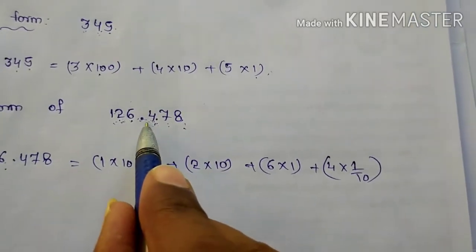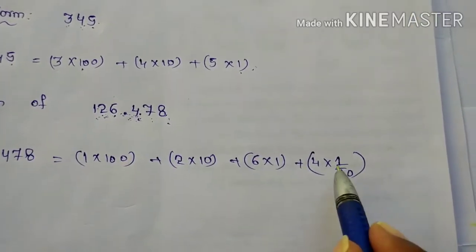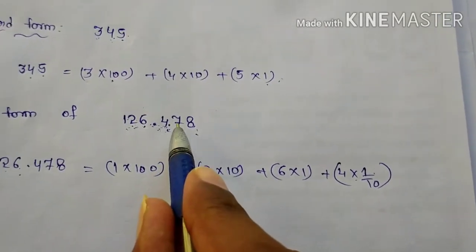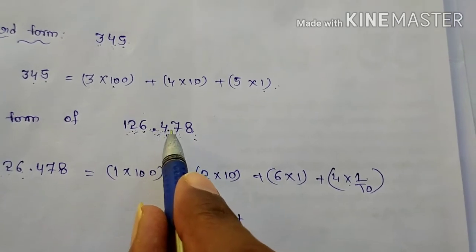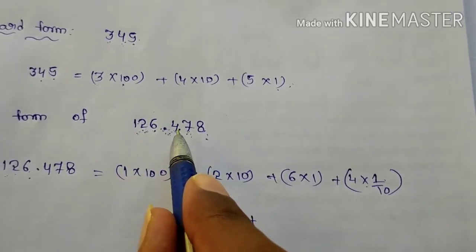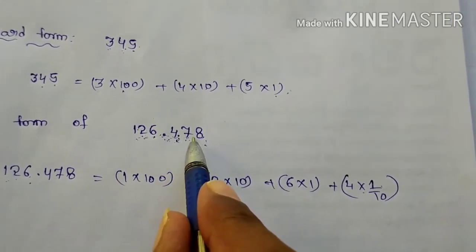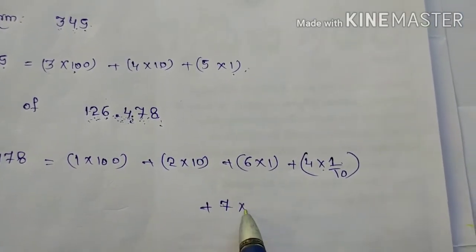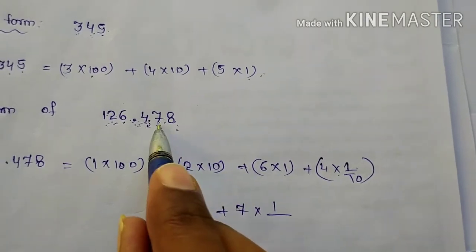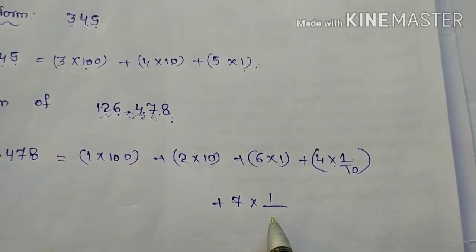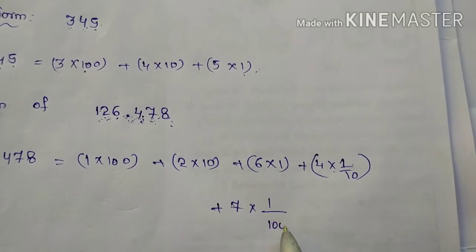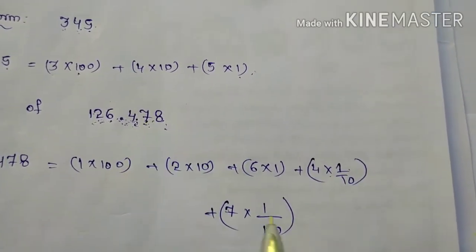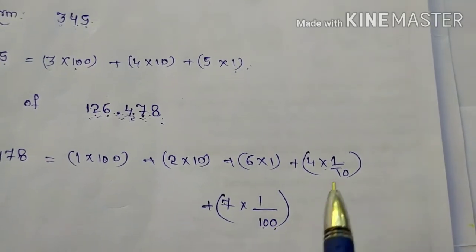See here, 0.4 can be represented as 4 into 1 by 10, plus 7, which is after the decimal point. Is that the first number or second number? See, first one is 4, second one is 7. So you can consider 7 into 1 by 10 power 2. 10 power 2 means 100. Is it okay? If it is the second place you can take the denominator as 100 only.